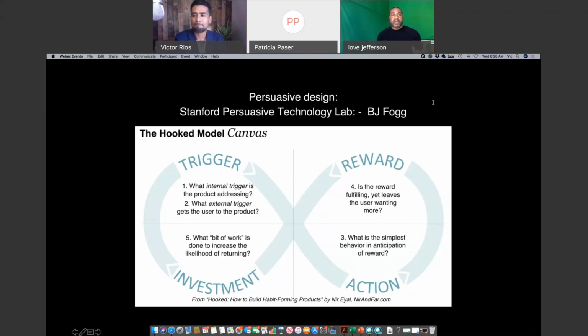So self-awareness: the ability to accurately recognize your thoughts, your feelings, and your values, and how that drives your behavior. Now, the trick to it is needing to hack the system a little bit.